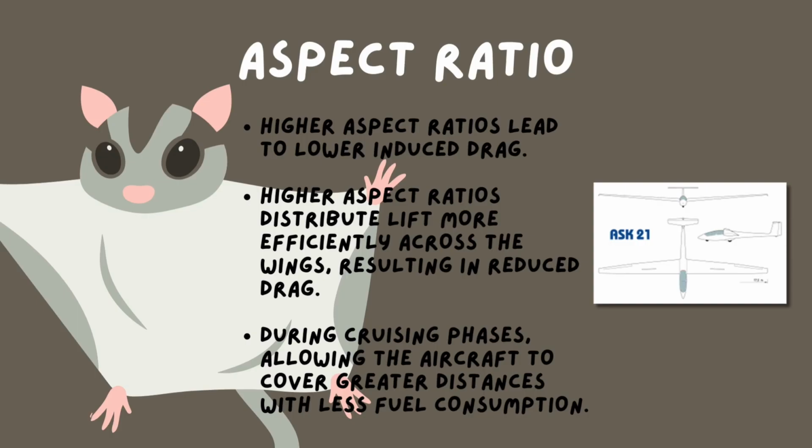The fourth part is the aspect ratio. Higher aspect ratios lead to lower induced drag. Higher aspect ratios distribute lift more efficiently across the wings, resulting in reduced drag. Like you can see in the picture, this is the glider ASK21. During cruising phases, it allows this glider to cover greater distance with less fuel consumption.